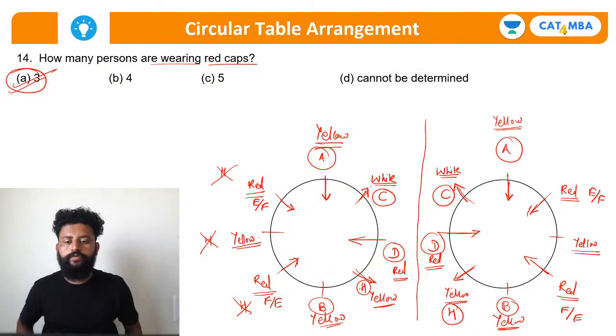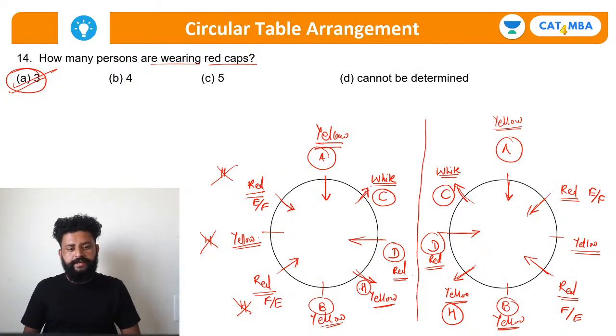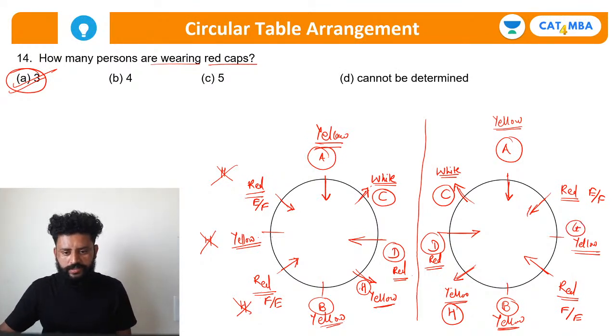Okay, so A B C D E F, left out with G. This person must be this case.